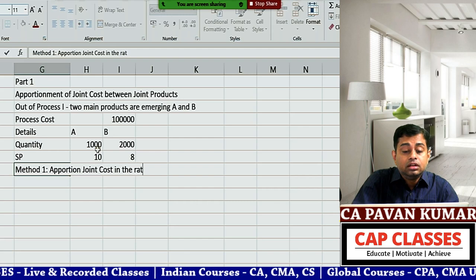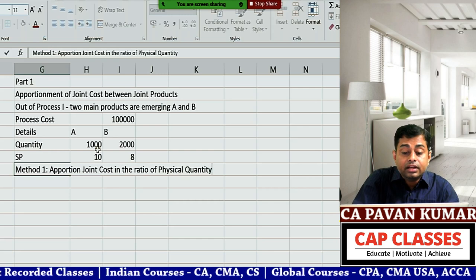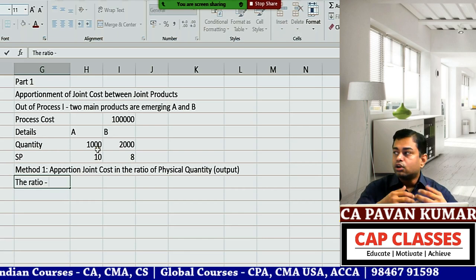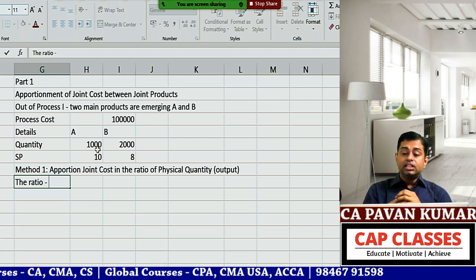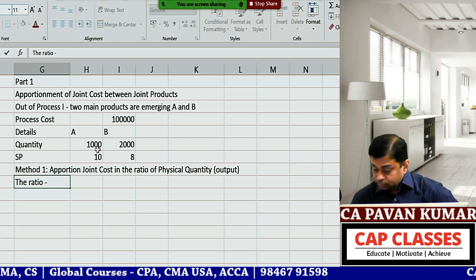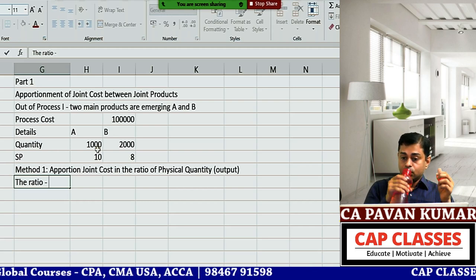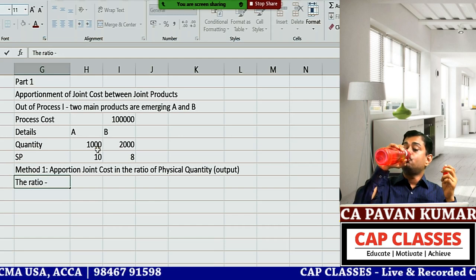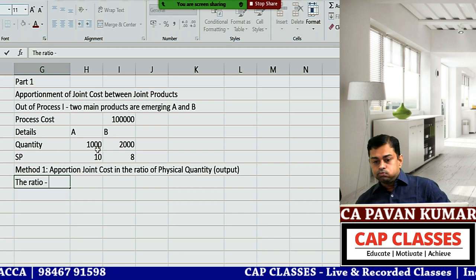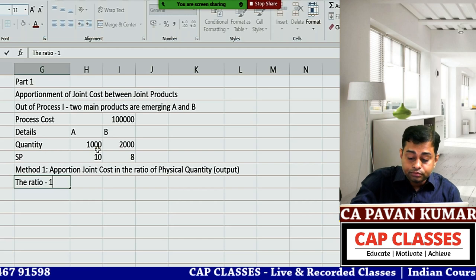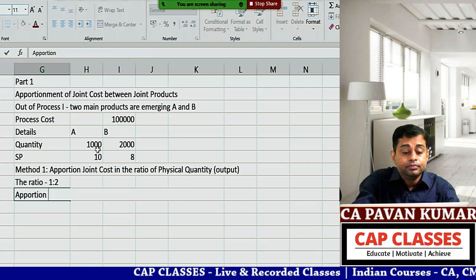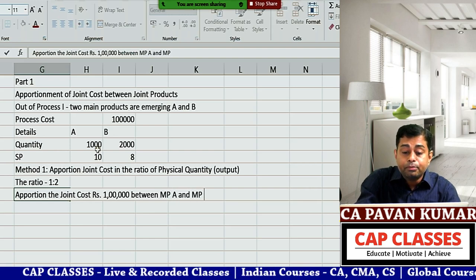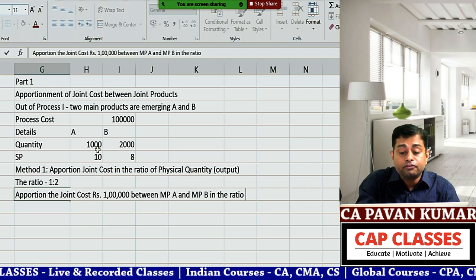Okay, now method 1. Apportion joint cost in the ratio of physical quantity, or this is what we call output. So what is the ratio? You tell me the ratio. All of you are listening to class or sleeping? What is the ratio of quantities? Hello, everybody, tell me the ratio in the chat box. The ratio is 1:2. Now apportion the joint cost rupees 1 lakh between main product A and main product B in the ratio of 1:2.